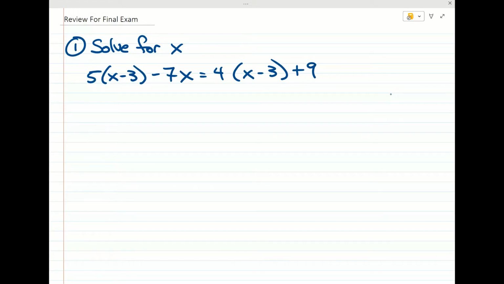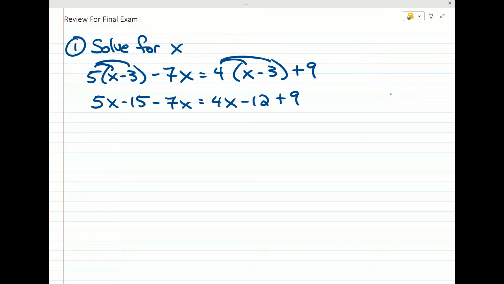So when we learned how to solve equations like this, we said that if there's parentheses, we distribute whatever number is in front. And if there's no number in front, we distribute 1. So in this case, the 5's in front, we'll distribute it here. We'll distribute the 4. We get 5x minus 15 minus 7x is equal to 4x minus 12 plus 9.